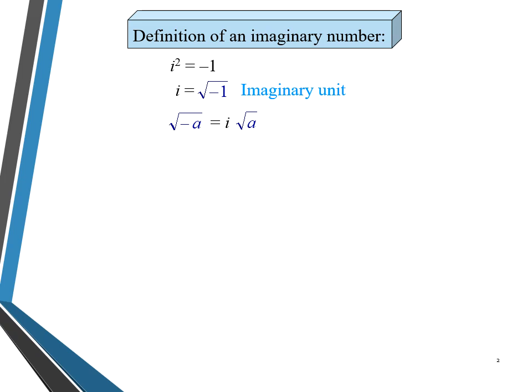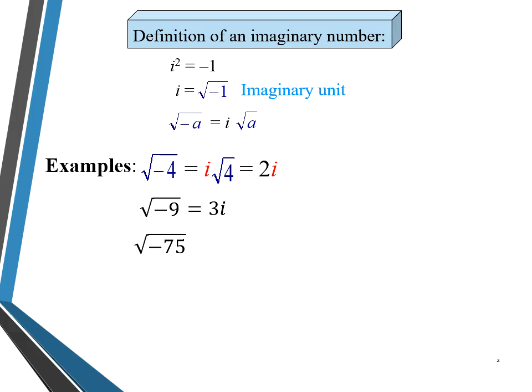Therefore, the square root of -a is i square root of a. So let's see examples with numbers. The square root of -4 is going to be 2i, because the square root of 4 is 2, and the square root of -1 is i. The square root of -9 is going to be 3i. The square root of -75: keep in mind, 75 is the same as 25 times 3, so the square root of -75 is the same as 5i square root of 3.